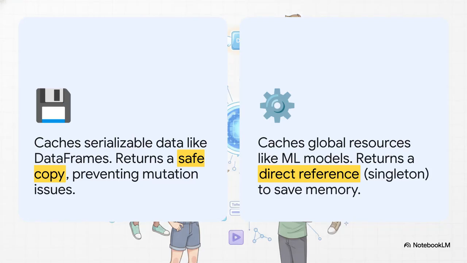Streamlit provides 2 distinct tools for this, and choosing the right one is critical. @st.cache_data is your go-to for most things, loading data, processing arrays, you name it. It returns a safe copy of the data. In contrast, @st.cache_resource is for heavy shared objects like a machine learning model or a database connection. It returns a direct reference to the object in memory, so you have to be careful not to modify it.